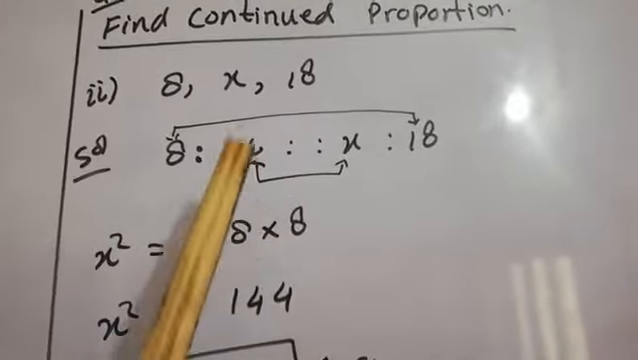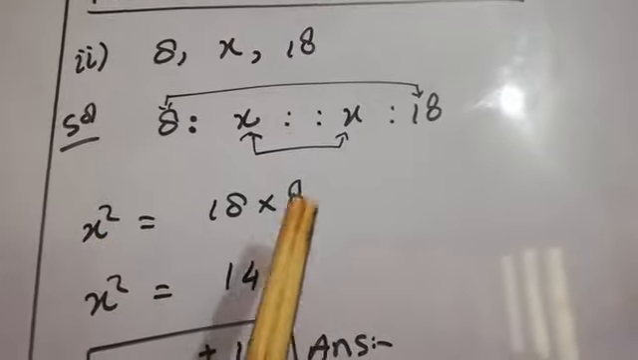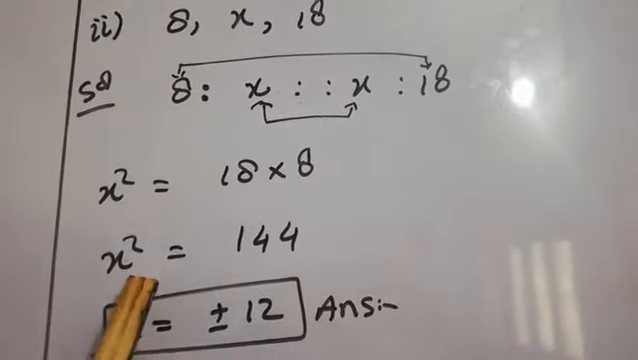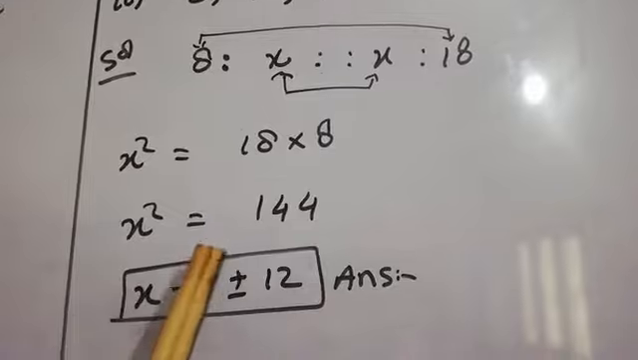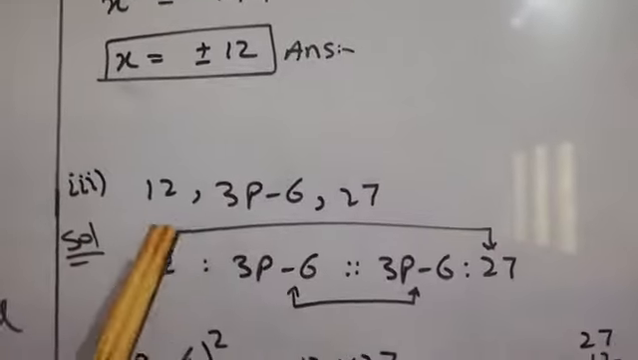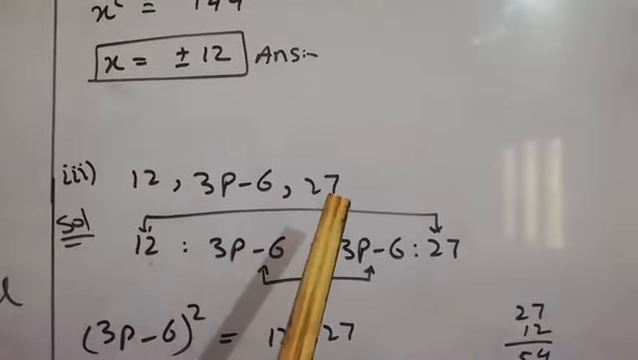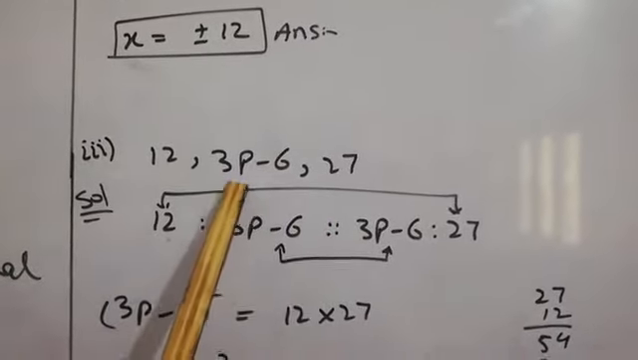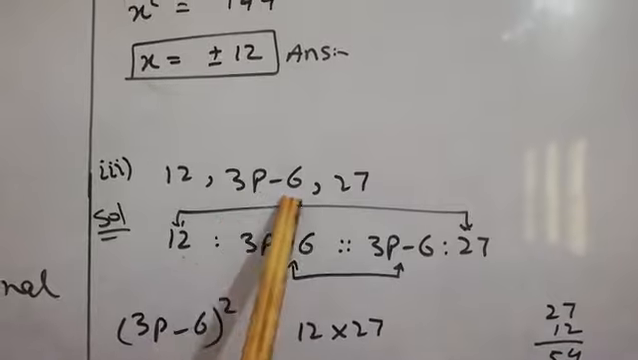So again x into x is x square, 8 multiplied by 18 equals 144. So by taking the square root on both sides, x equals plus minus 12. Part number 3: 12, 3p minus 6 and 27. The missing letter is involved here. So this is a continued proportion.